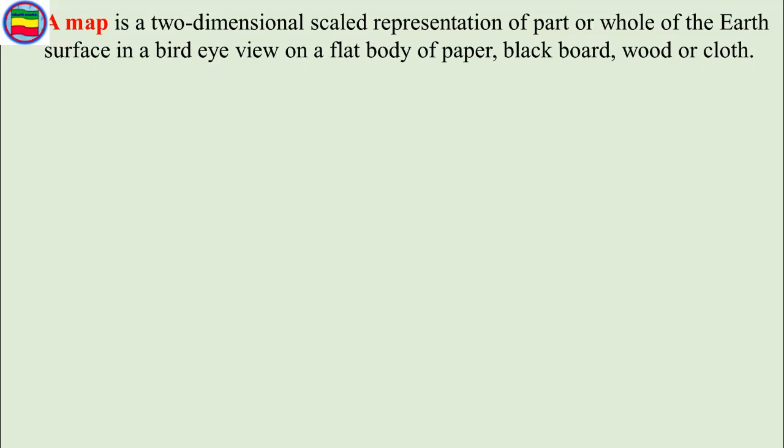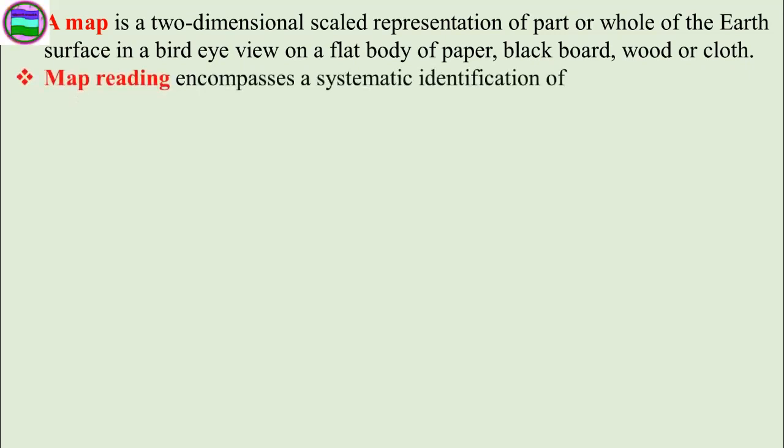Since we have different types of features in reality, we have different techniques to represent them, to transform information from a three-dimensional surface into a two-dimensional surface. Finally, the information is displayed in a bird's eye view, in the form of a 2D or two-dimensional surface. So finally, we can display the information on paper or a blackboard or wood or cloth or whatever.